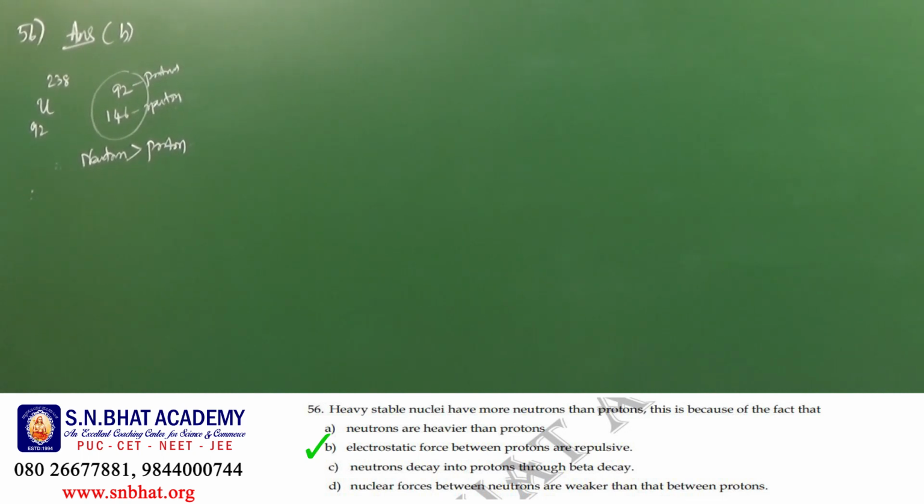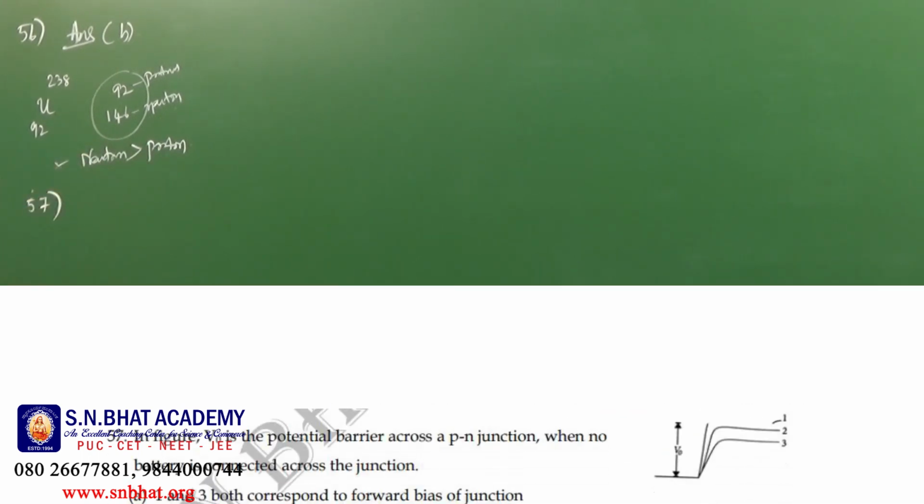So it will not be stable, therefore neutrons will be more in number compared to the number of the protons. Okay, come to question number 57.